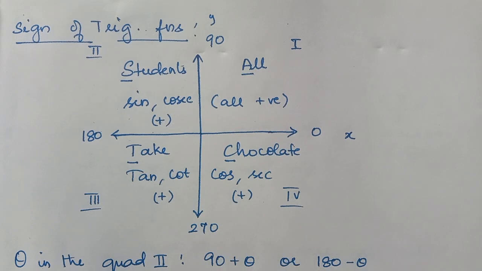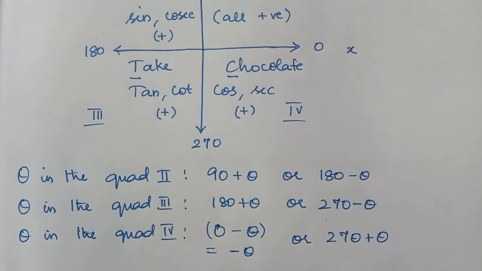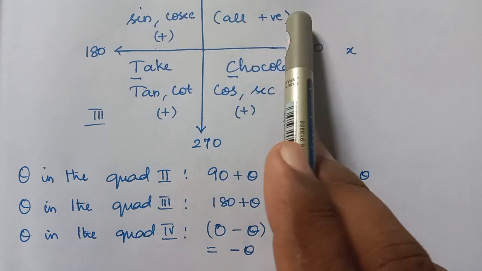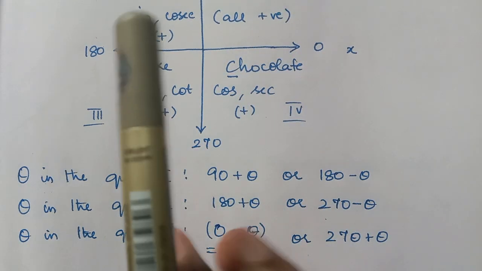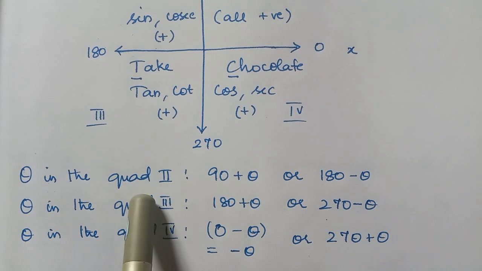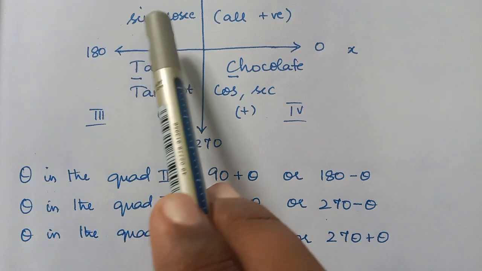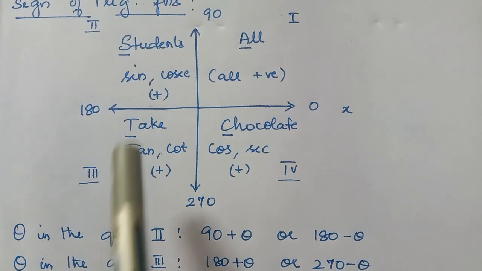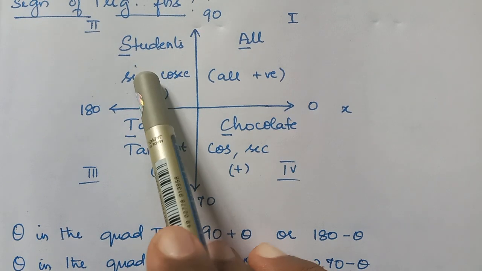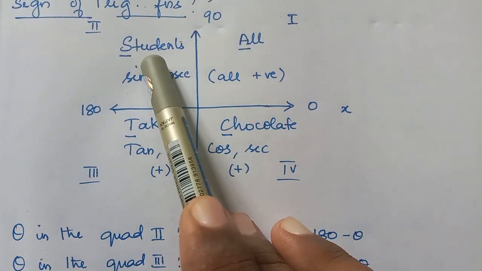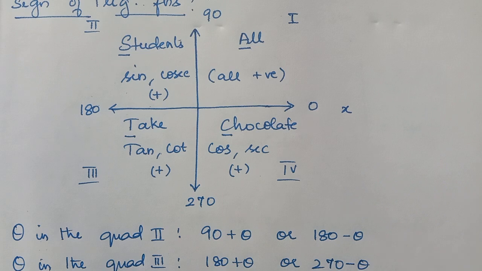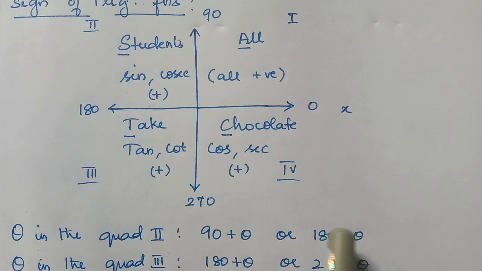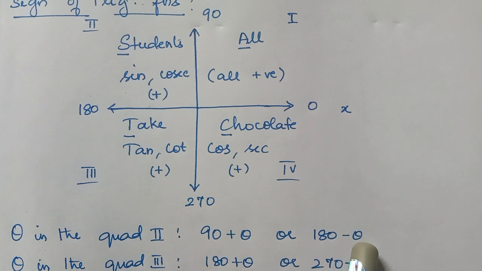Now coming to the quadrants. If theta is in the first quadrant, all are positive, no problem. You can directly write the value. Theta in the second quadrant means here. In the second quadrant you can write the angle as 90 plus theta or 180 minus theta.